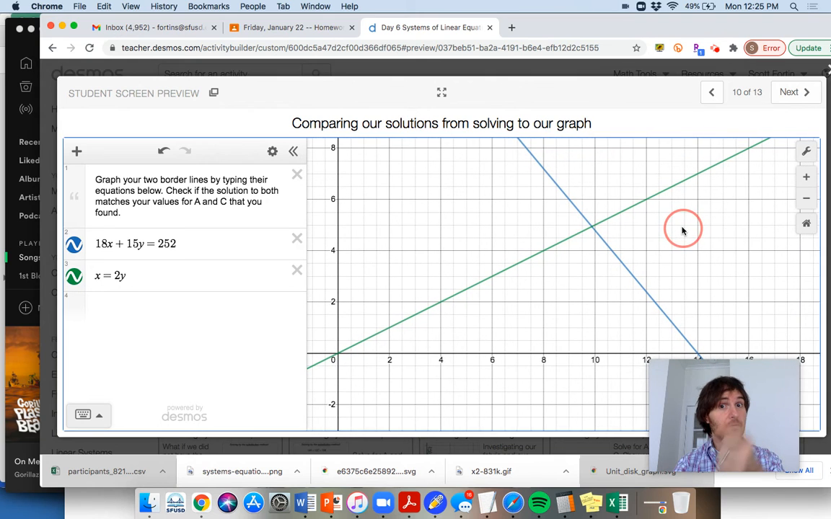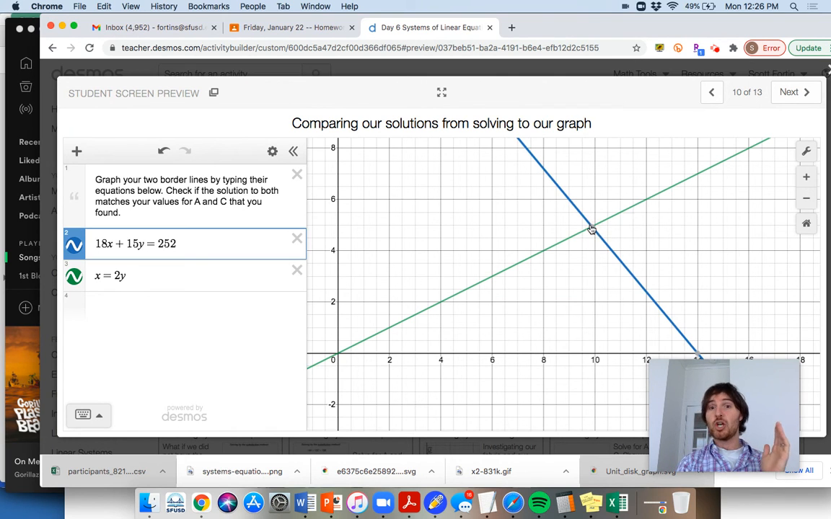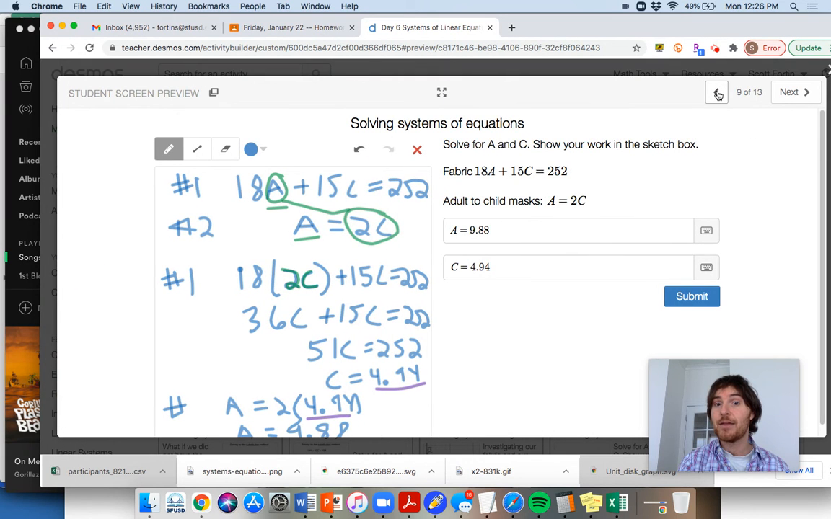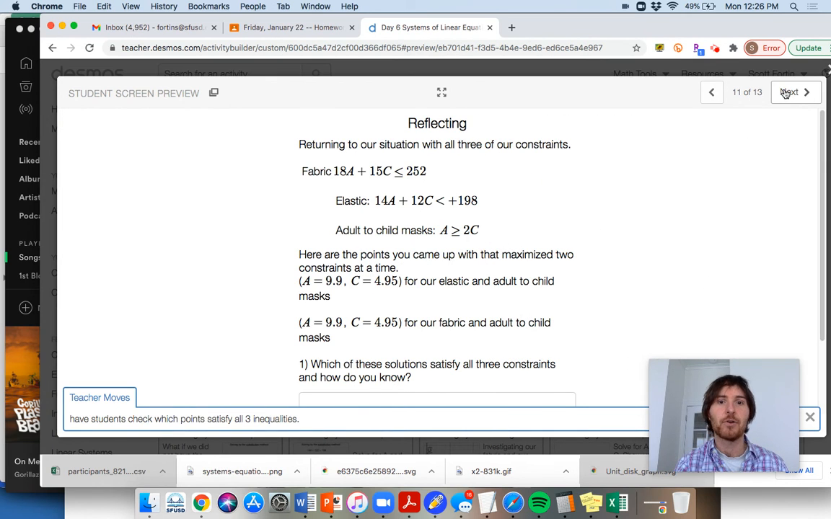So this is a good question for you guys. Quick question, a little quiz question. Where does the solution appear on a system of inequalities? Well, it's going to be where each line in the graph intersects one another, each shape of the graph intersects one another. There's my solution. And it matches up with what I had on the last slide right here, 9.88, 4.94. Look at that, the magic of math right there. Solving algebraically, solving using a graph.